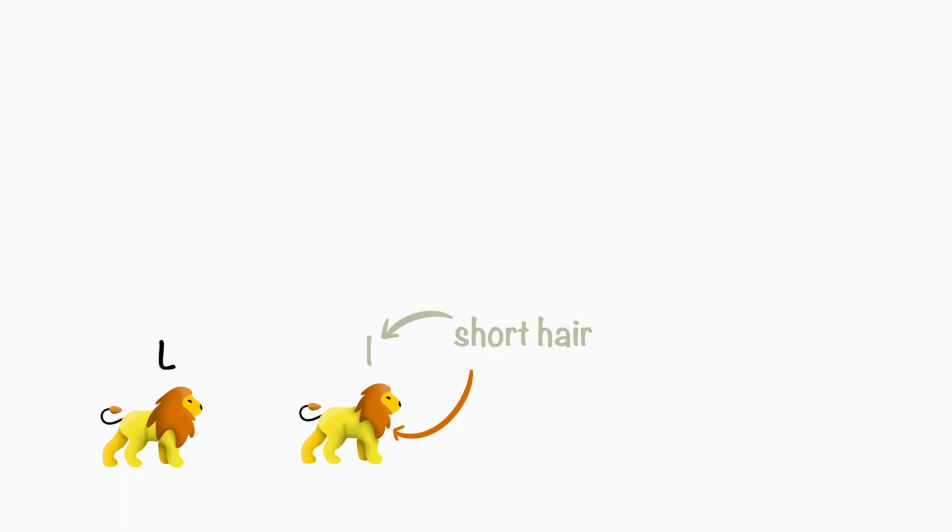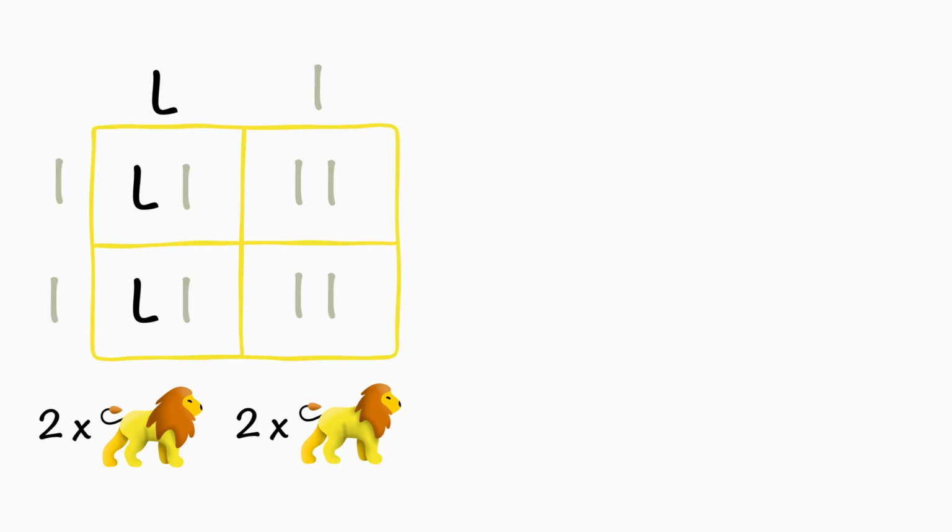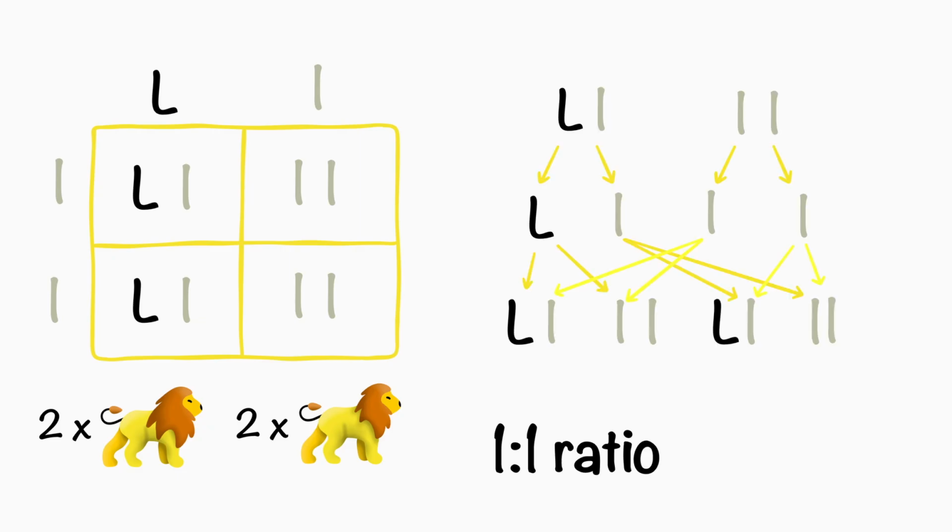A lion with long hair, which is the dominant trait, is bred with a lion with short hair, which relates to the recessive trait. The long-haired lion has a heterozygous genotype, while the short-haired lion has a homozygous recessive genotype. When we work out the Punnett square, we find the offspring will have a 1-to-1 ratio, half with long hair and half with short hair. This happens because the heterozygous parent can pass either the dominant or recessive allele to its offspring. The homozygous recessive parent can only pass the recessive allele.